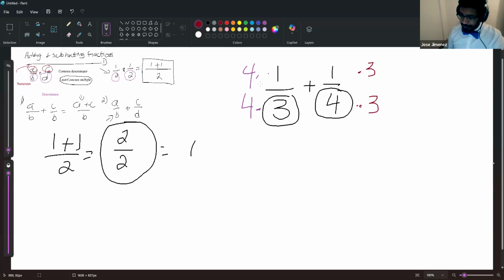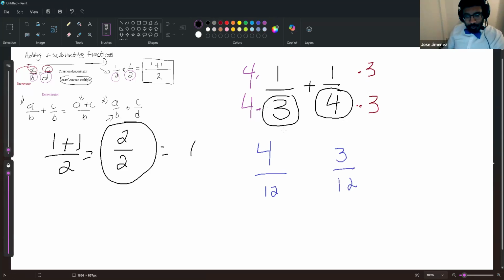All right, so I'm going to multiply the top one by 4. Hold on, let me make sure I pick a different color. Let me pick a color that doesn't hurt the eyes. We're going to get a 4 on the top and then a 12 on the bottom. And over here, we're going to get a 3 and a 12 on the bottom.